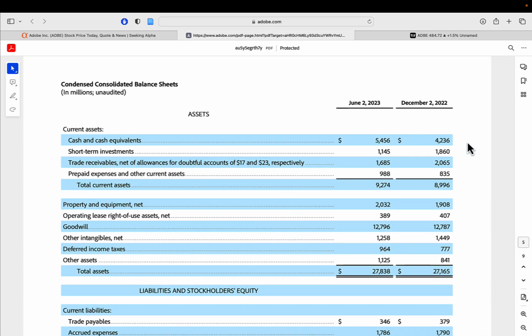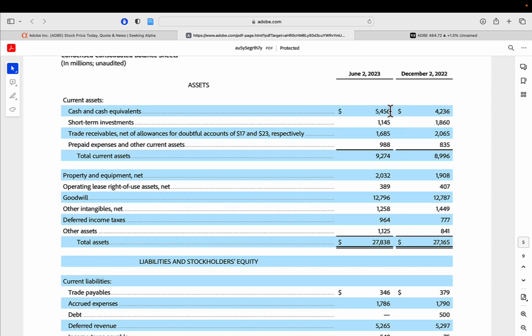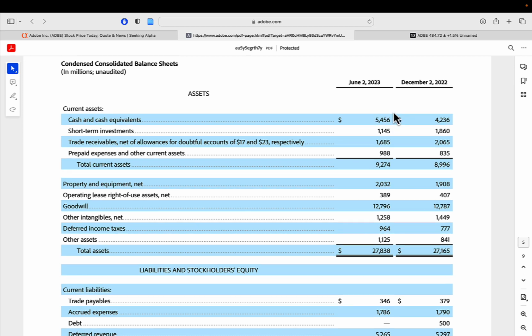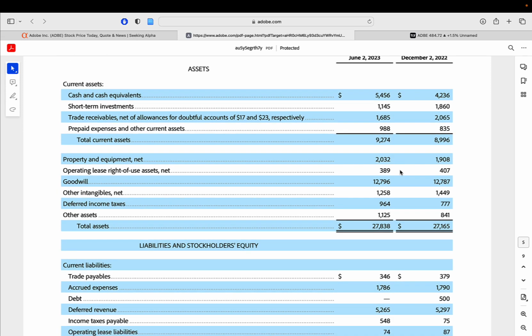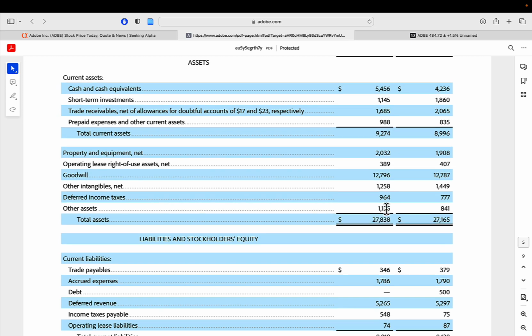Coming down to the balance sheet, Adobe has a great balance sheet. Nothing too concerning here. Cash and cash equivalents are sitting at $5.4 billion for the period ended June 2nd, up nicely from 6 months ago, which was at $4.2 billion. Short-term investments are down a little bit. Trade receivables are down slightly. All in all, current assets are up from $9 billion to $9.2 billion over the last 6 months. Property, plant, and equipment is up marginally. And all things considered, total assets are up from $27.2 billion to $27.8 billion.